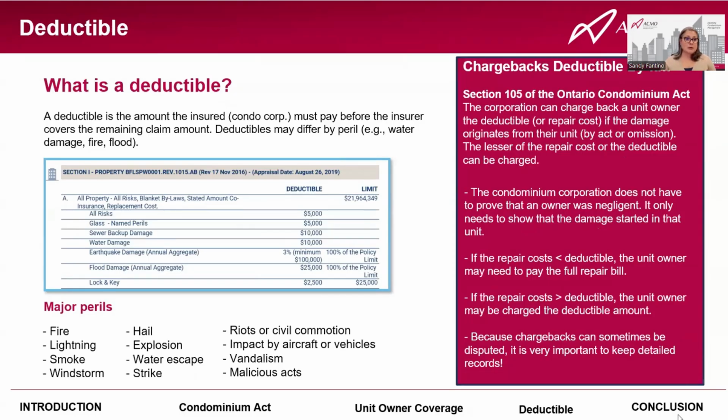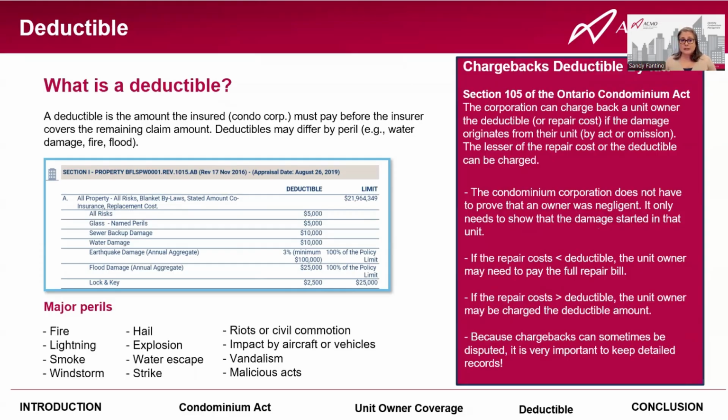Deductible. What is a deductible? A deductible is the amount the insured, the condo corporation, must pay before the insurer covers the remaining claim amount. Deductibles may differ by peril. So if you look at this little excerpt from a policy, you'll see that there's various deductibles here.